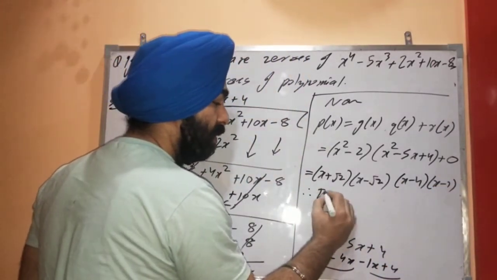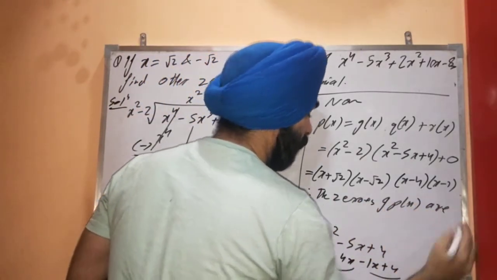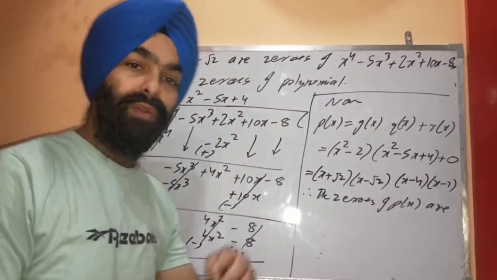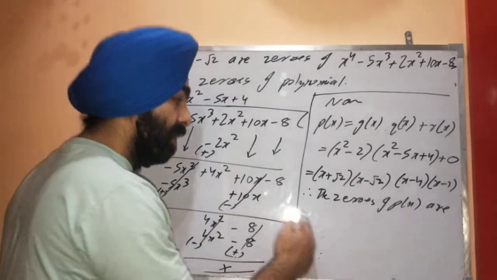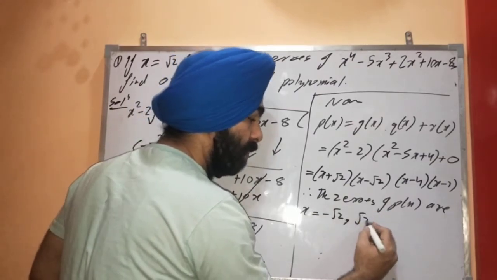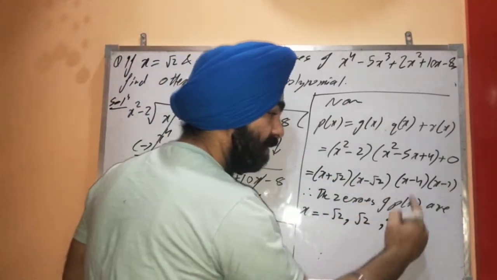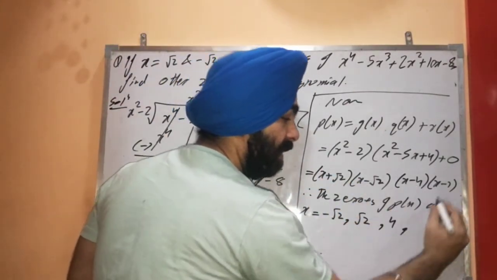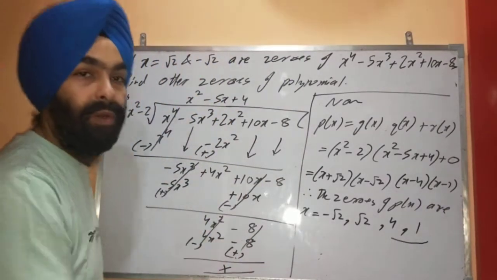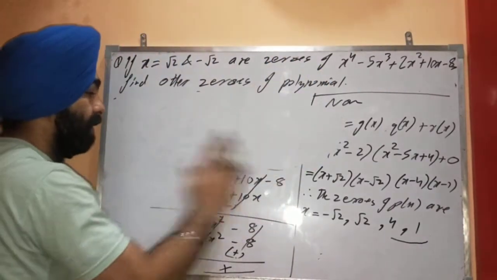So therefore the zeros of px are, so what are the zeros? Whenever we equate all the factors equal to 0, we get the values of the zeros. So x is equal to minus root 2 and x is equal to root 2. Both of these factors are already given to us. Now the new factors give x is equal to 4 and x is equal to 1. So these two are the other two zeros of this polynomial. Alright? So I hope this question is clear to you.